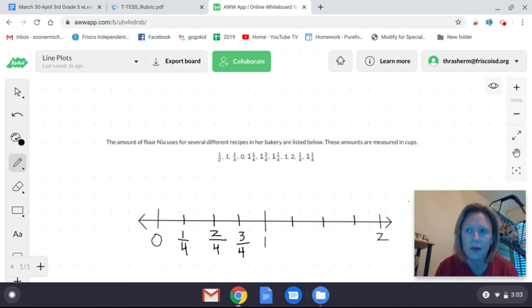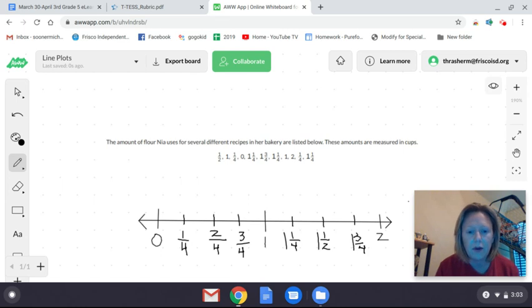So 1 plus 1/4 is 1 and 1/4. Then 1 and 2/4. And I could label it 2/4, but I know that 2/4 is also the same as 1/2. So I may just go ahead and label it that way. And then 1 and 3/4. And then 2 would be the same as 1 and 4/4.